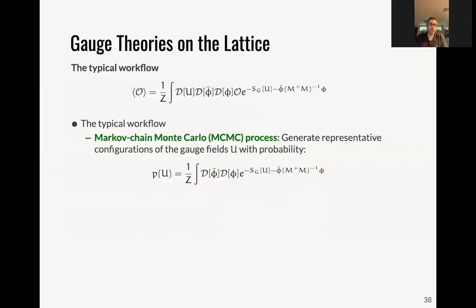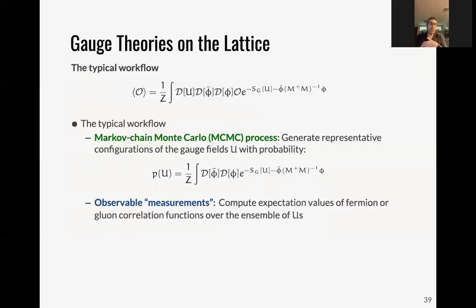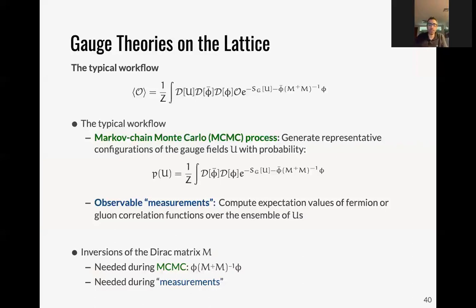And so in a typical workflow, we run such a Markov chain Monte Carlo and then generate a set of these gauge fields U. And then we do so-called observable measurements, and I put measurements in quotes, to compute expectation values of fermion or gluon correlation functions of desired observables over these.